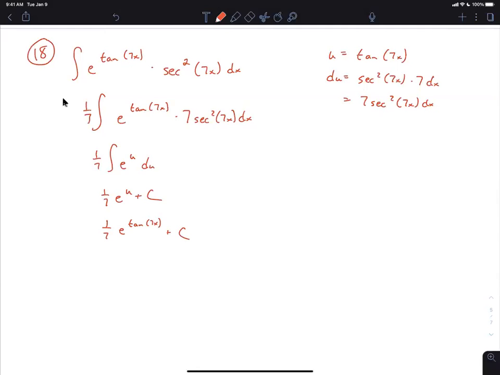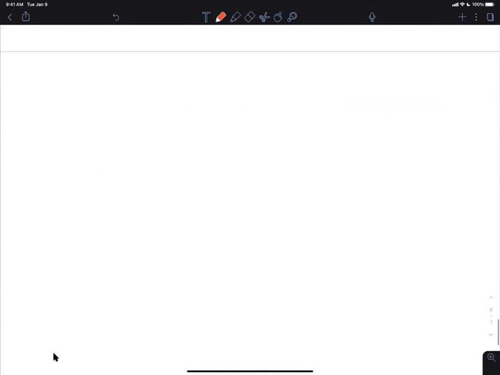Okay, and then a trig sub. Let me find one. Does anyone know what number on the review or on the bonus is a trig sub? I can do one off the review, or I can make one up, or I can find one from an old worksheet. Let me scroll through real quick and see.